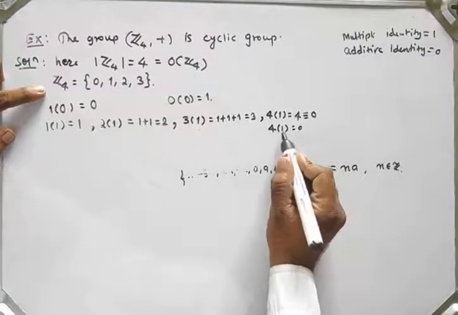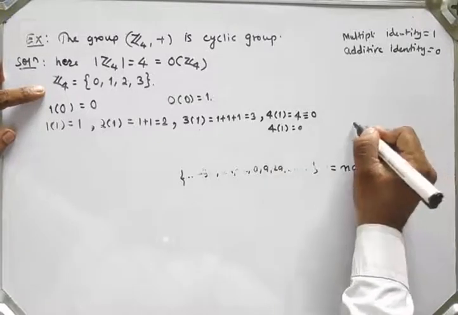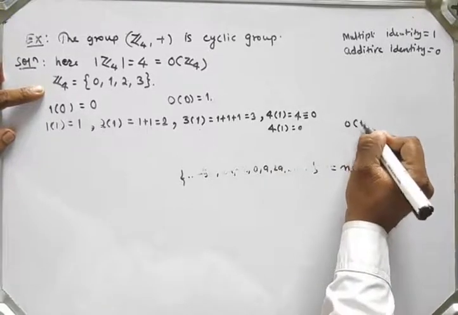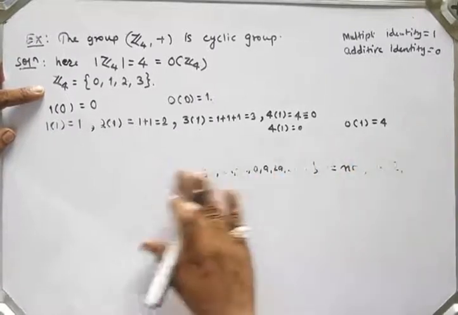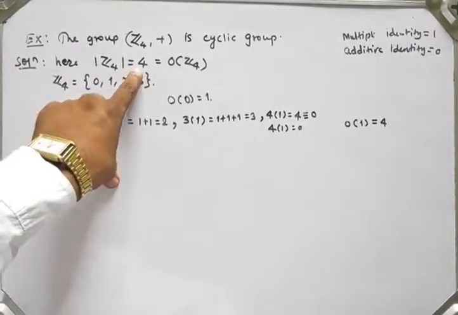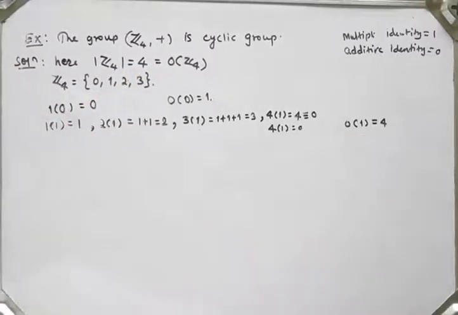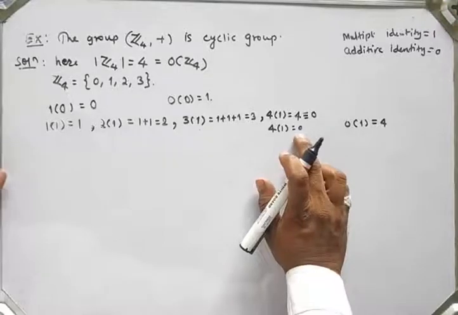4 into 1 is 0, which means what? The order of 1 should be 4. Therefore the order of group G is 4, and the order of the element is again 4. Therefore we get 0.